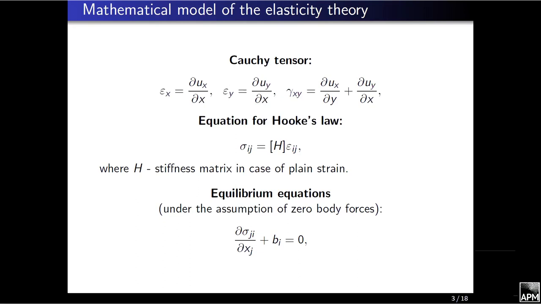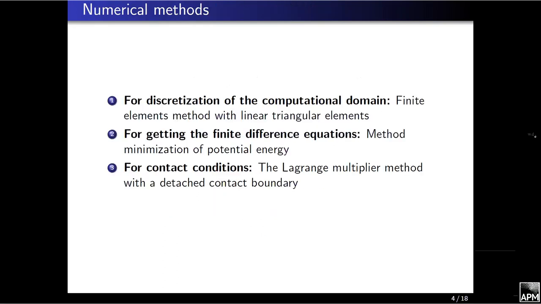We consider a two-dimensional case, and according to the theory of elasticity, we have three basic relations: the Cauchy tensor, the equation of Hooke's law, and the equilibrium equations. Here, H is a matrix related to the elastic parameters of the body's material, and we consider a case of plane strain. In this work, we use the finite element method with linear triangle elements. We also use a method of minimization of potential energy for getting the finite element equations. And finally, we use the Lagrange multiplier method with a detached contact boundary for contact conditions.